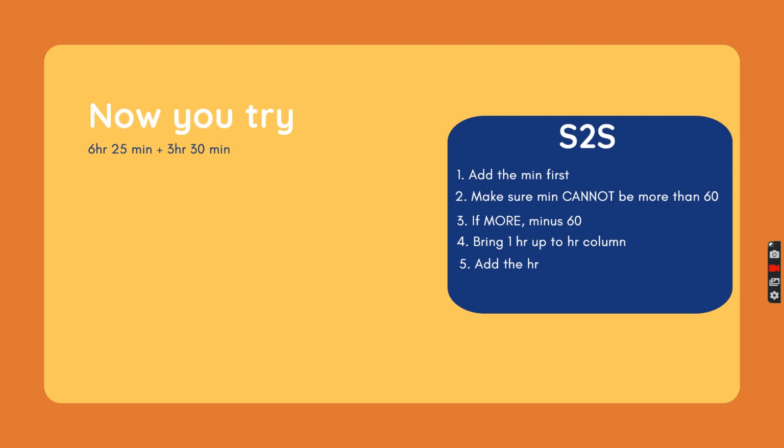Next, try this one. 6 hours 25 minutes plus 3 hours and 30 minutes. Making sure that the minute column is less than 60. If it's more than 60, you can always minus it with 60. And don't forget that if you minus it with 60, it means 1 hour.